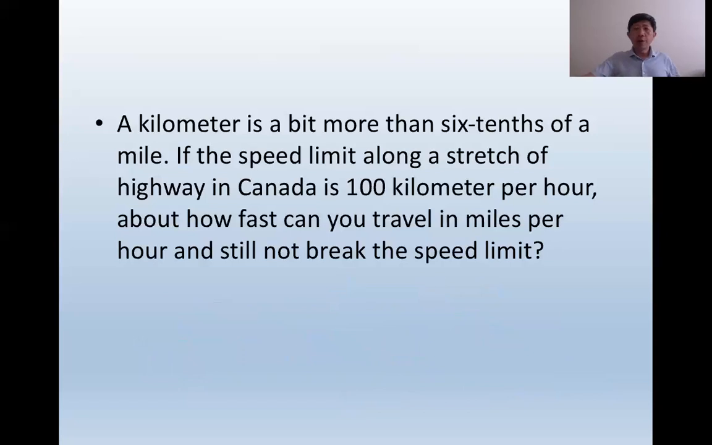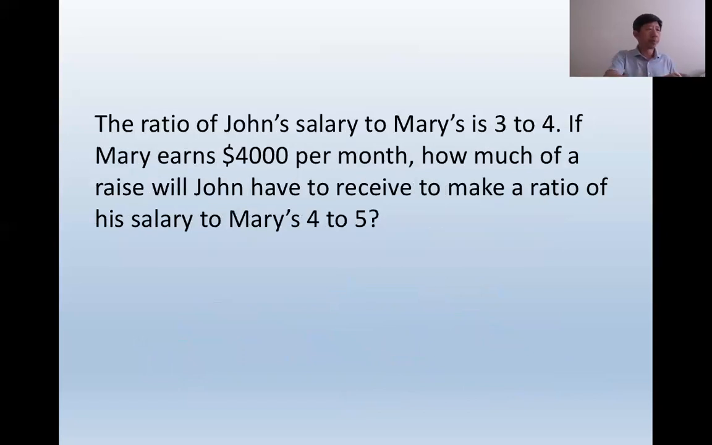All right, so now, next problem. The ratio of John's salary to Mary's is 3:4. If Mary earned 4,000 per month, how much of a raise will John have to receive to make the ratio of his salary to Mary's 4:5? Okay. So now we're gonna solve for this problem.